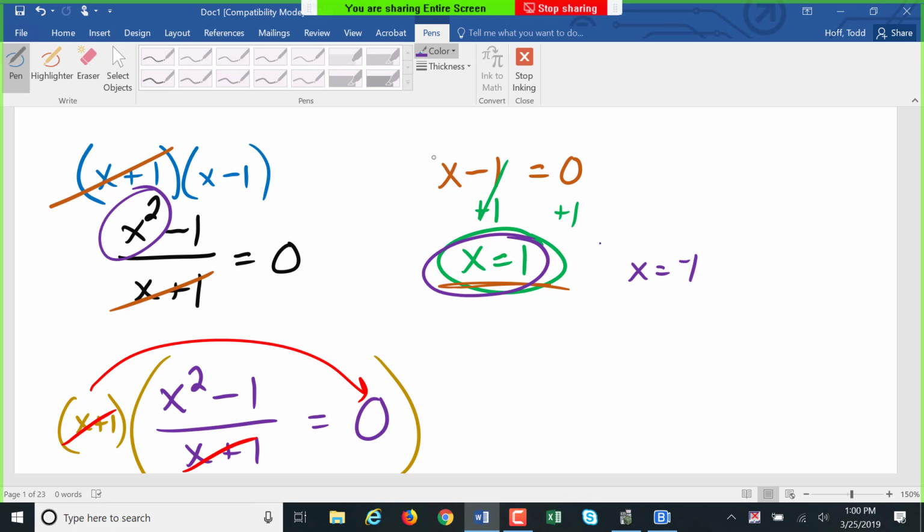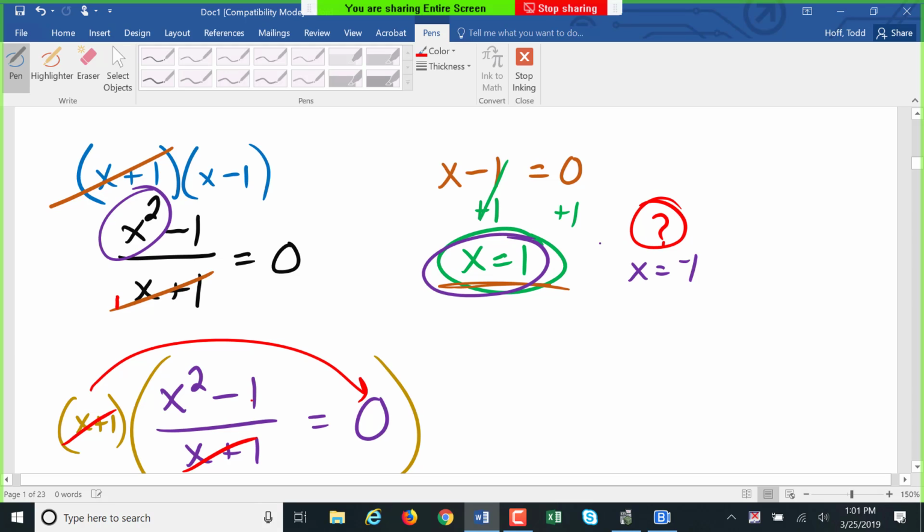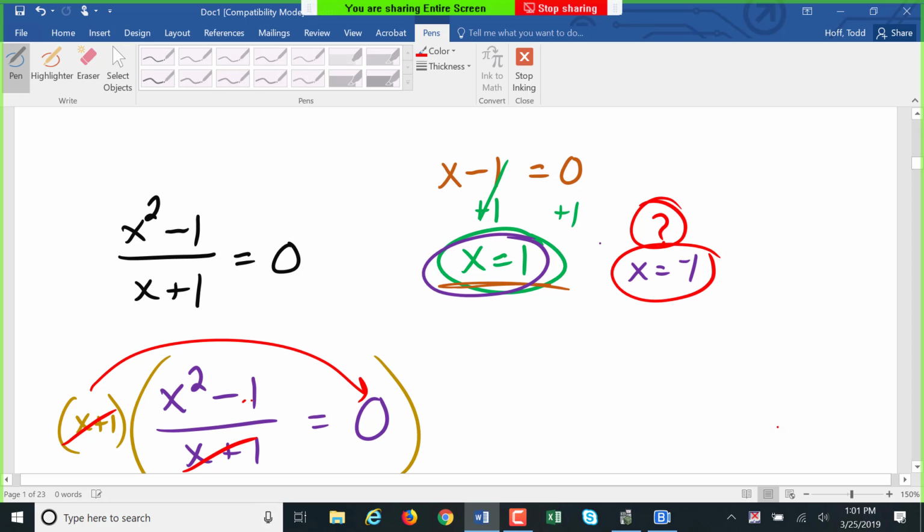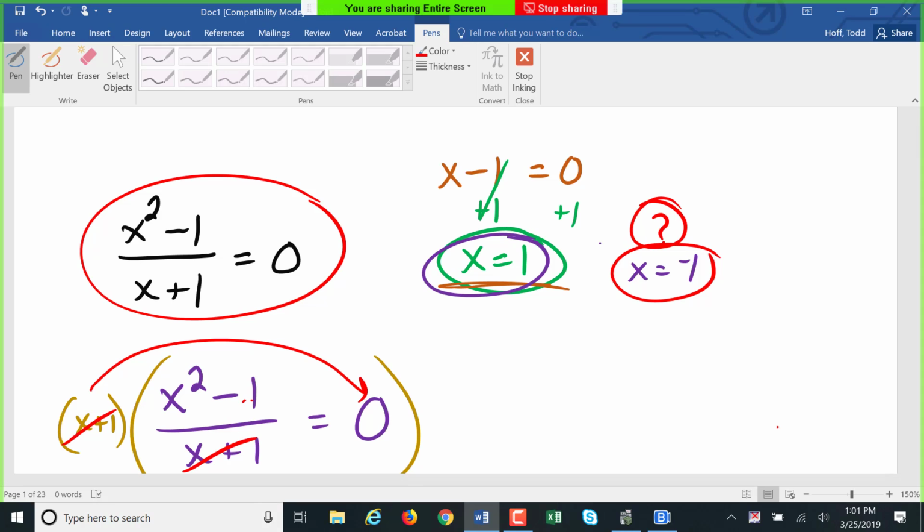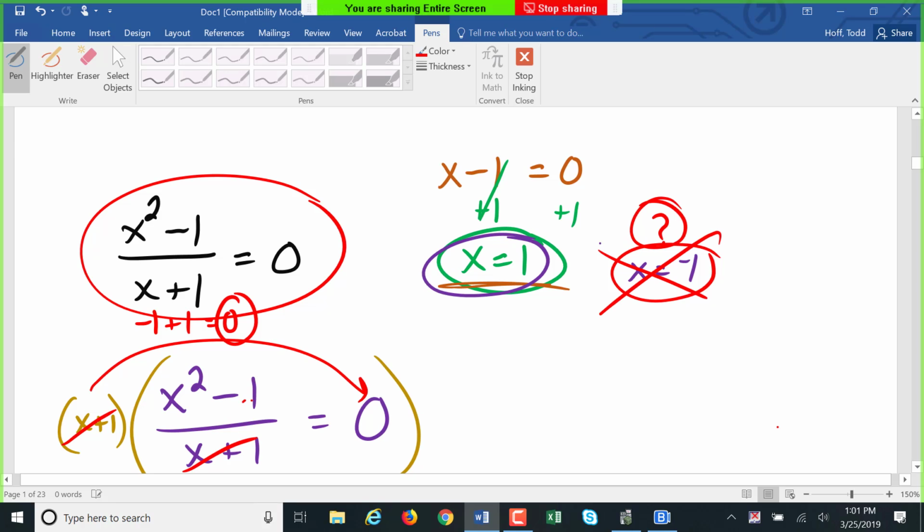Is x equal negative 1 a solution? Well, I'm going to tell you it's not. Can anybody tell me why it's not? If we put x equals negative 1 back in this original problem, what do we get? Yeah, negative 1 plus 1 is 0. We cannot have a denominator of 0 because we cannot divide by 0. Dividing by 0 does very bad things. So in this case, x equals 1 is the only solution.